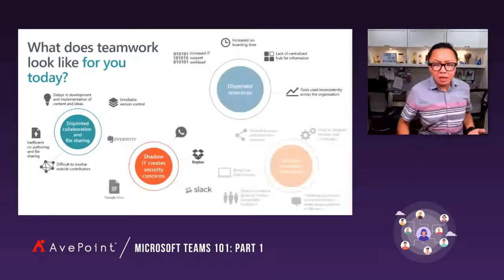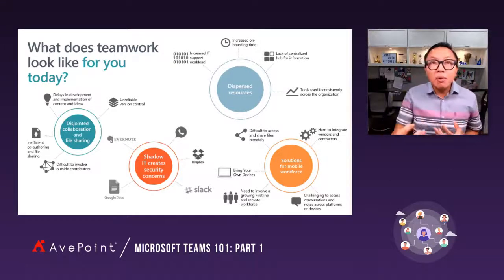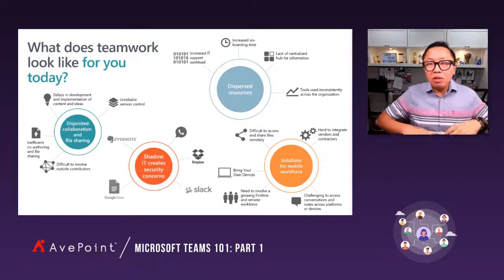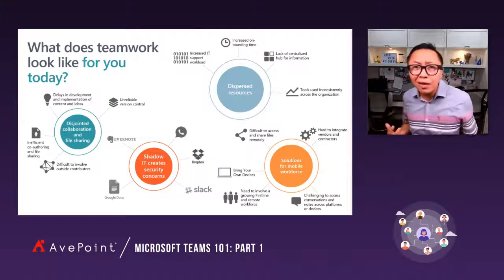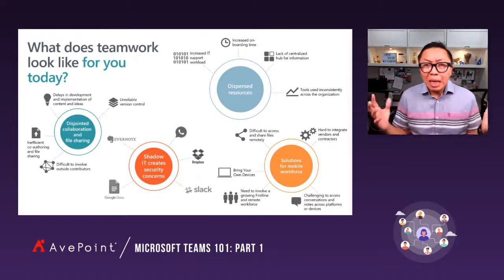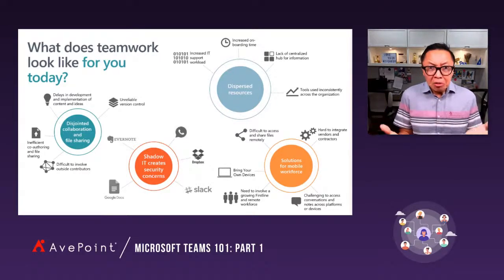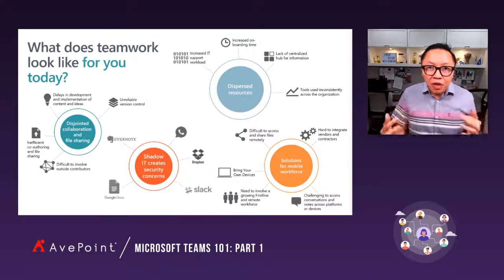So teamwork today looks like this, friends. Number one, there's a lot of disjointed collaboration in file sharing. We use a hodgepodge of tools. We think we're so fancy, right? We got the latest iPhone, the latest Android and latest laptop, but guess what? We use these fancy tools to send emails, and it's very unreliable.